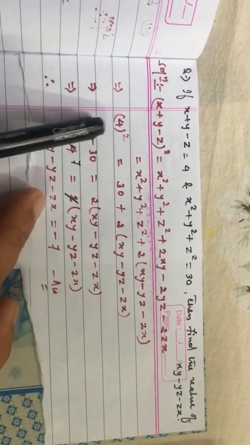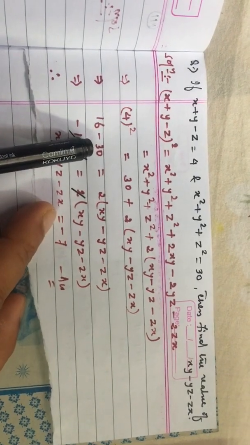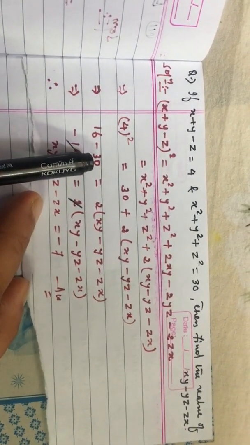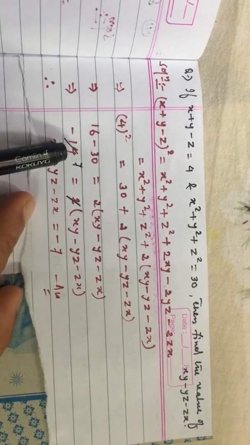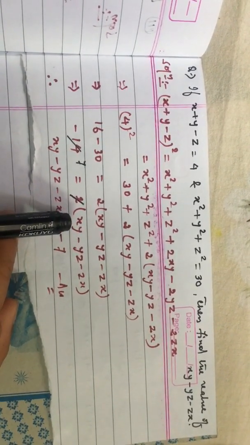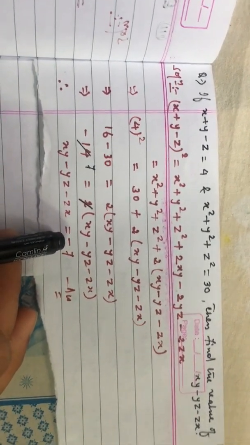So the square of 4 is 16, and transposing plus 30 to this side, it will be minus 30, and the last three terms are the same, and 16 minus 30 is minus 14, and from minus 14, cancelling the 2, we get minus 7. So therefore the value of xy minus yz minus zx is equal to minus 7. Hence this is the answer.